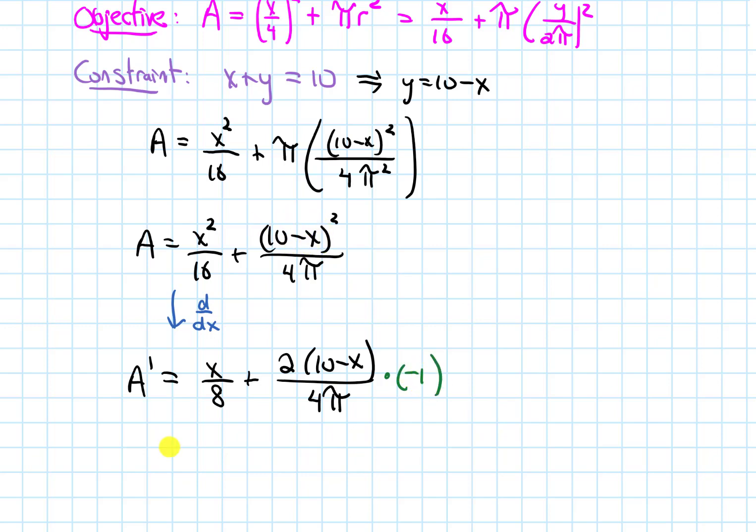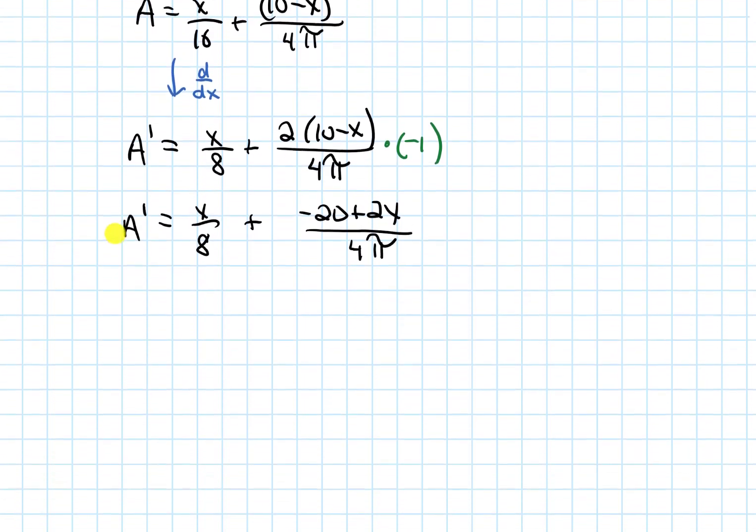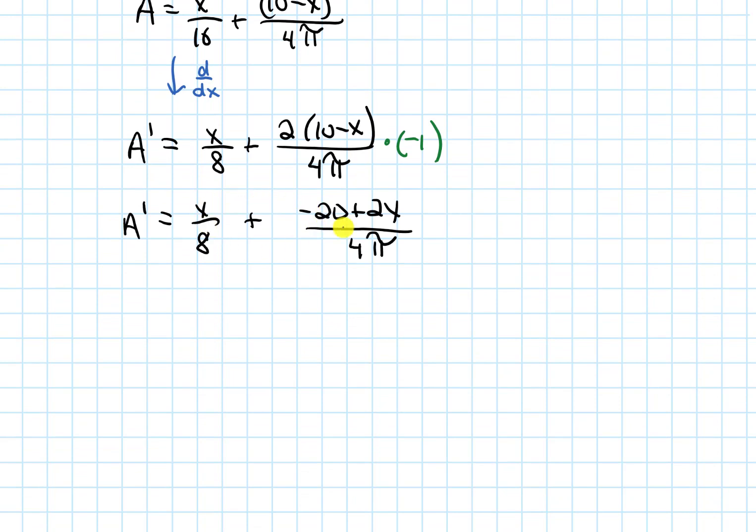All right, so we have A prime equals x over 8. And now, let's see, if we distribute, 2 times negative 1 is negative 2. If we distribute negative 2 to the 10 minus x, we'll get negative 20 plus 2x, and this whole thing over 4 pi. Okay, so that's my derivative. I need to simplify this so I can set it equal to 0 and figure out when it's undefined. So with this, I have a fraction plus a fraction.